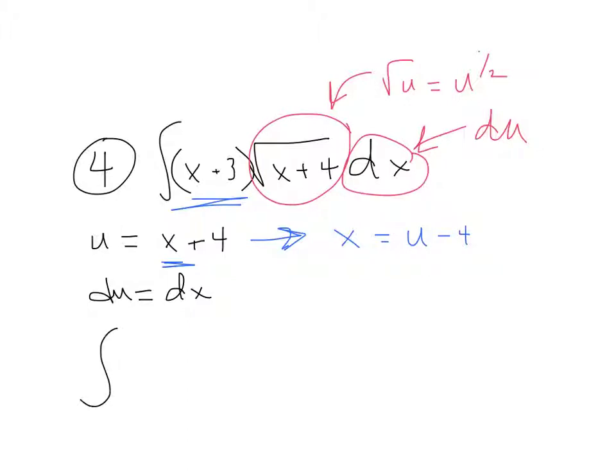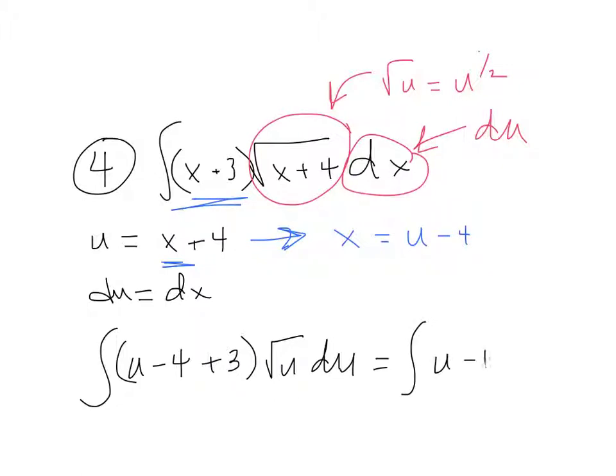Then I go in here and I replace. So I have u minus 4, that was the x part, but then I still had plus 3, right? That was replacing the entire x plus 3. And then I have the square root of u, which we said was u to the 1/2, and then du. And it still looks overly complicated, but this is u minus 1 times u to the 1/2, which works out really nice because now I have u to the 1, so add your powers, u to the 3 over 2, and then minus u to the 1/2.